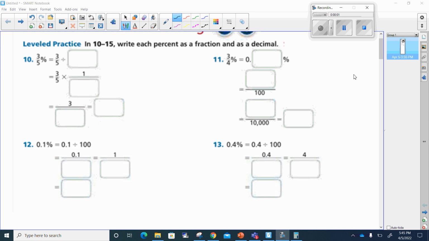All right, welcome back, my sixth graders. Let's go ahead and get the homework done. I got the even ones tonight. We're going to write each percent as a fraction and as a decimal.